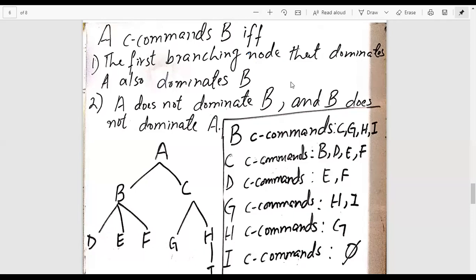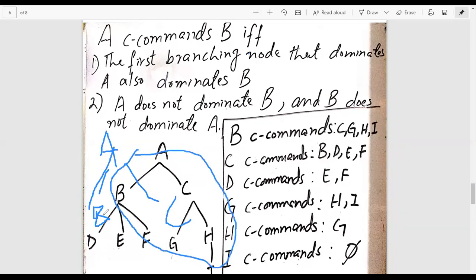Let me draw it here for you. So first of all, we say A, all right, and then we have B here, and here we have C. So if we say that B C commands C, what will we do? We will go one step up here from B to A, then we will go all the way down. So here we only have C, so we can say that B C commands C.